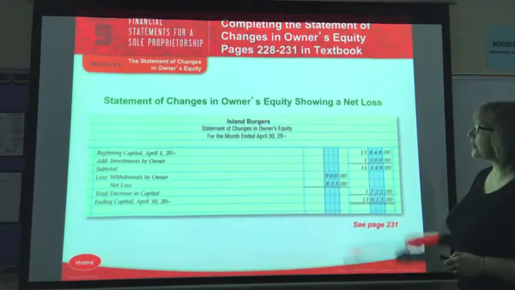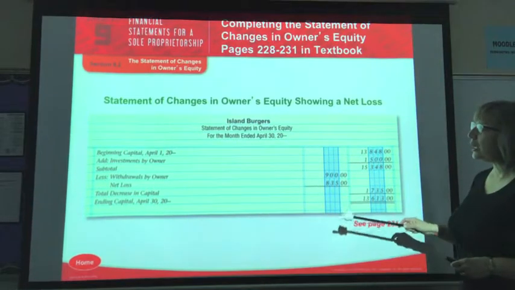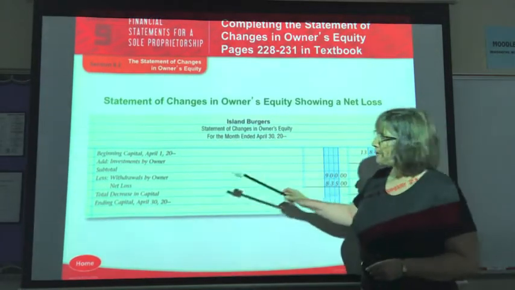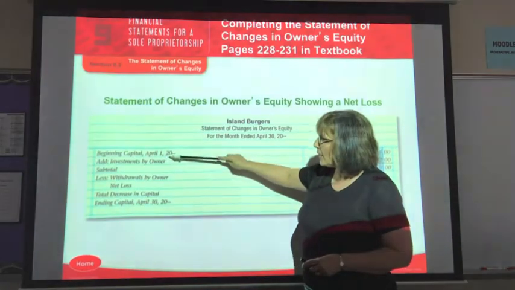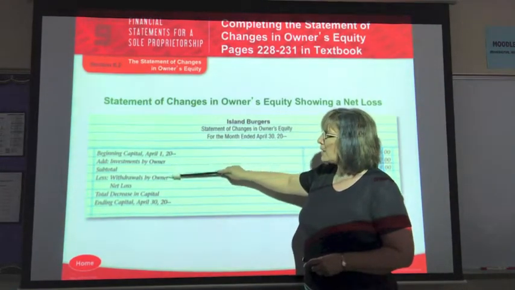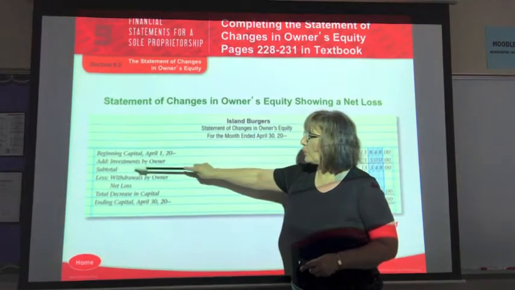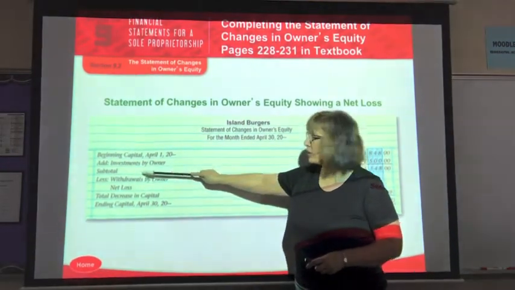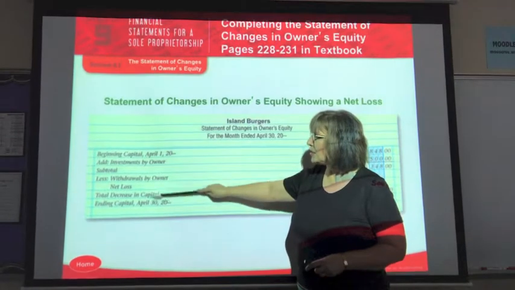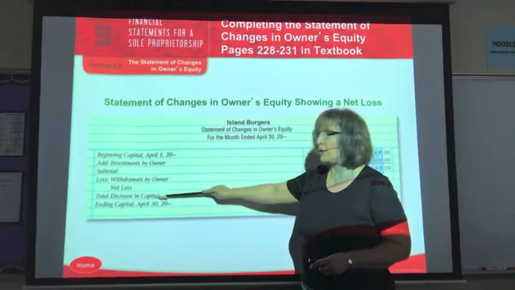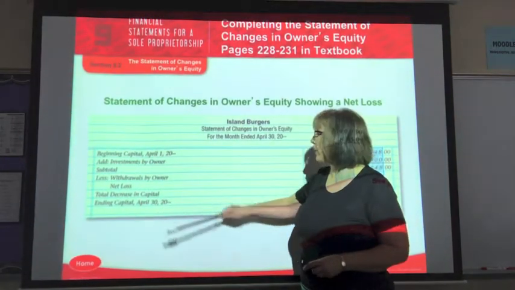Here's an example of a statement of changes in owner's equity. Notice that we have our beginning capital, then we have a section here where we deal with additions to the capital. We prepare a subtotal after our additions, and then we have a section here that deals with decreases to our capital, and then we find out our ending capital.